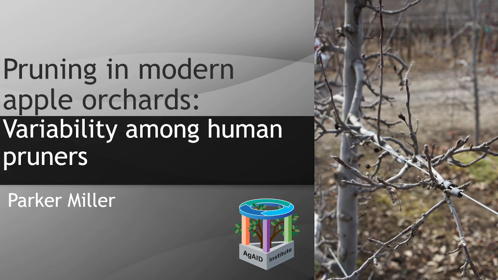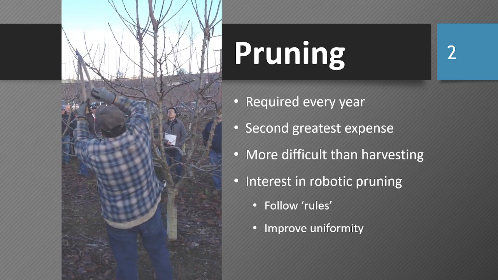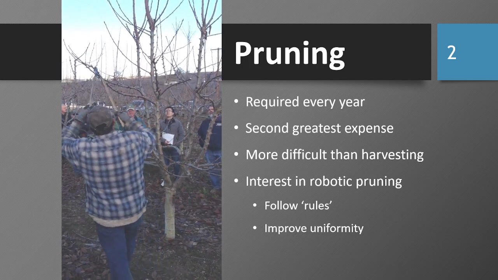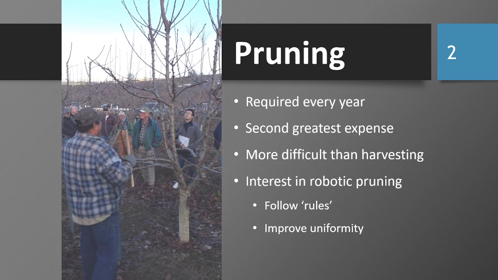And this summer I was focused on pruning in modern apple orchards, and my research was on the variability among human pruners. Now, as a background, pruning is just cutting off the old or overgrown pieces of branch to make way for new growth during the next harvest or next growing season.